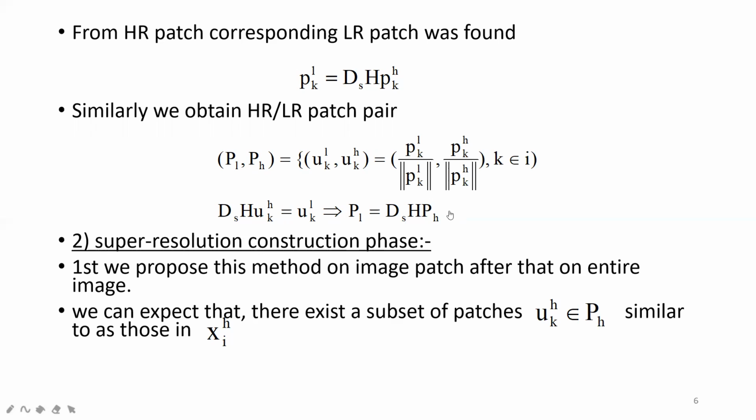So at this point of time, we are clear about the database. Now we have entire HR patches and entire LR patches. So clearly we are extracting the database from the sample images. And the further step is the super resolution construction phase. In this phase, firstly we are going to reconstruct only one patch. After reconstructing all the patches and combining all the patches, we are going to get the entire high resolution image. So firstly, we are reconstructing the single patch.